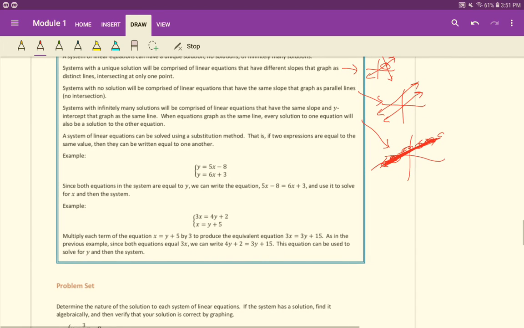Alternatively, we sometimes have to do some other manipulation. For example, right here, we can see that x is equal to y plus 5. So this x right here we can replace with y plus 5, substituting it in. This equation would become 3y plus 5 equals 4y plus 2. Then you distribute the 3, solve the equation for y, get your y coordinate, and then plug back in to get the x coordinate.